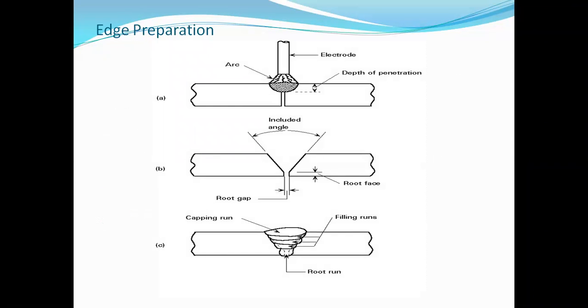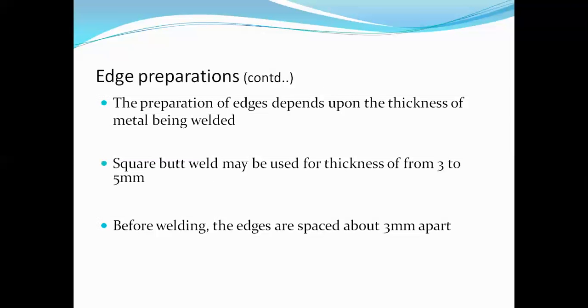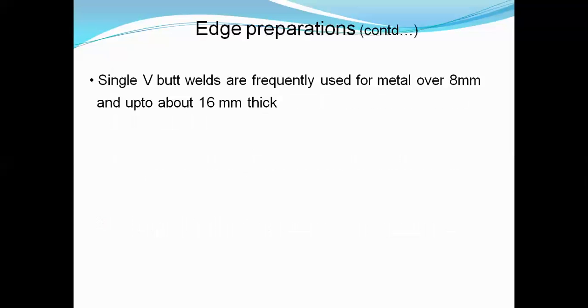So in the diagram, you are observing the edge preparations. First of all, the materials are like this. After doing edge preparation, the chamfering cut, we get this type of edge. The preparation of edges depends upon the thickness of the metal welded. The square butt weld is one of the edge preparations, and it is used for thicknesses from 3 to 5 mm. Before welding, the edges are spaced about 3 mm apart. The distance between the two edges should be 3 mm.